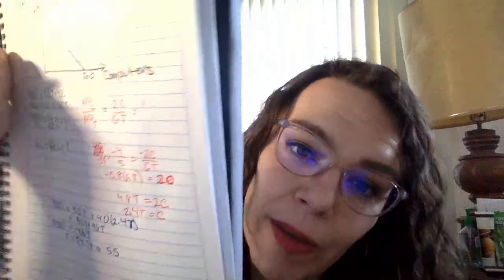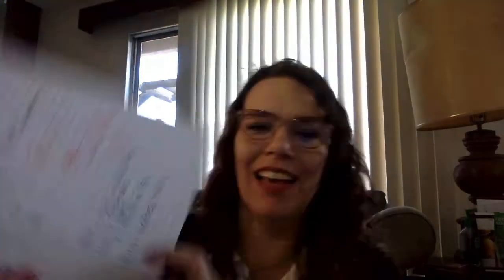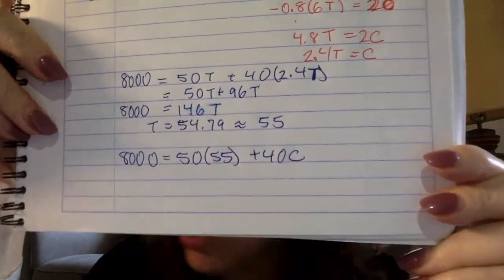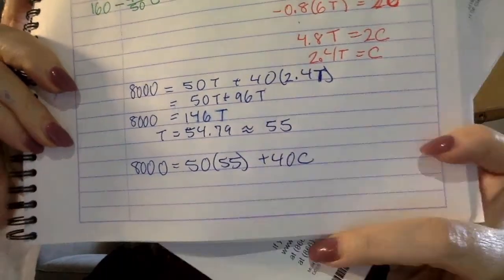I have $8,000 to spend on $50 teachers and $40 computers, and I want to hire 55 teachers to maximize student achievement subject to my budget constraint. Then I can plug that in again. Now I have 50 times 55 plus 40 times c, and then you can solve for c. I'm going to spend 50 times 55, $2,750 on teachers. How many $40 computers can I buy? About 131.